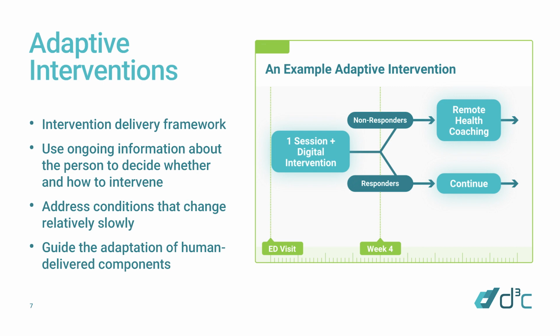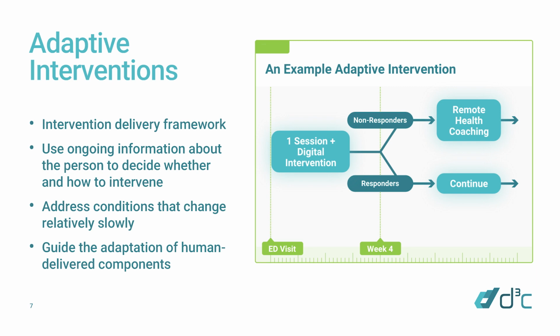Now, the goal here is to be able to address not only the unique, but also the changing needs of people as they progress over time. Specifically, standard adaptive interventions are trying to adjust conditions that change relatively slowly over a few weeks or over a few months. That's why the adaptation happens on a relatively slow timescale. And these interventions typically guide the adaptation of human-delivered components.